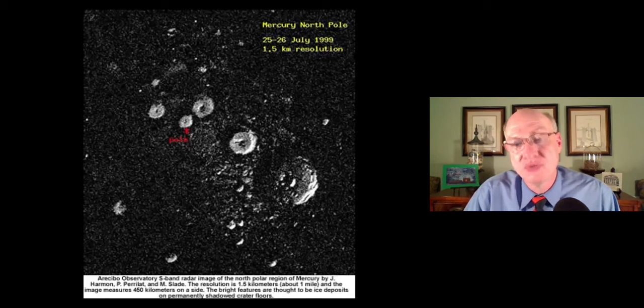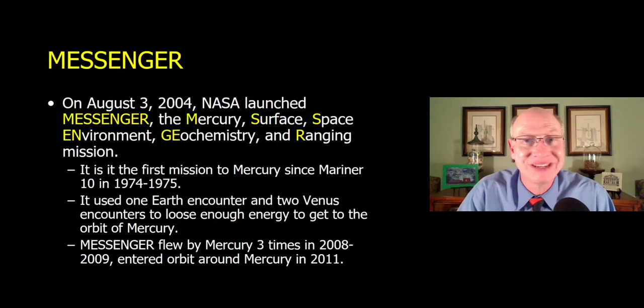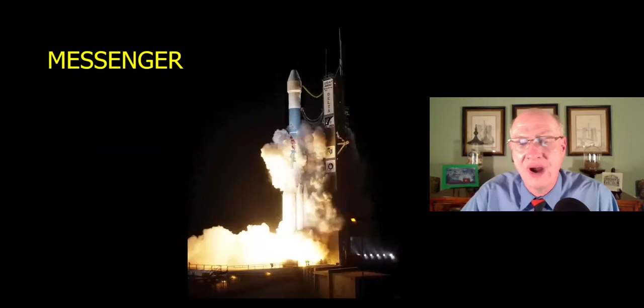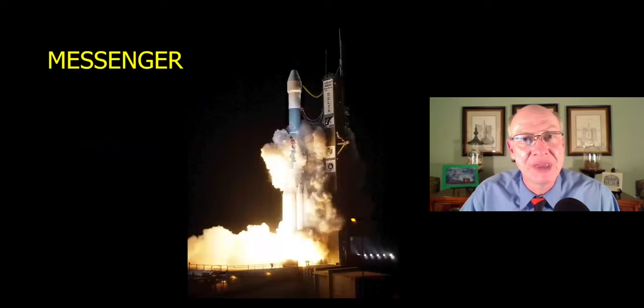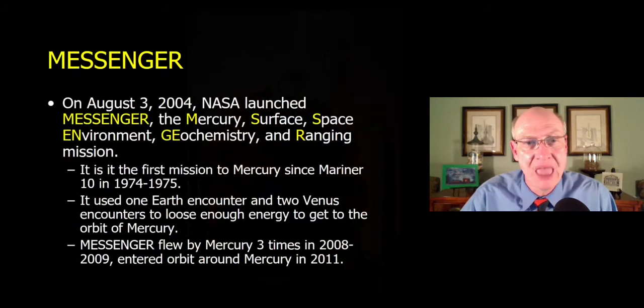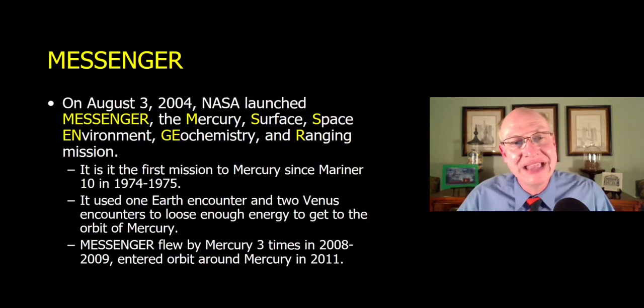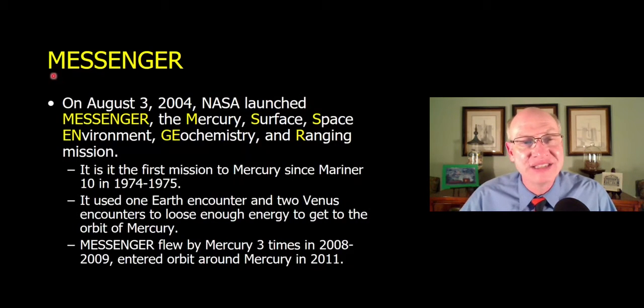Now, I mentioned that most of what we know about Mercury comes from spacecraft. In addition to the Mariner 10 spacecraft in 1974 and 1975, Mercury was visited by the Messenger spacecraft. Messenger was launched on August 3rd, 2004 on a Delta II rocket from Cape Canaveral Air Force Station in Florida. And Messenger is an acronym. The scientists who devised this mission knew that Mercury was the winged god, the messenger, so they really wanted to call the spacecraft Messenger.